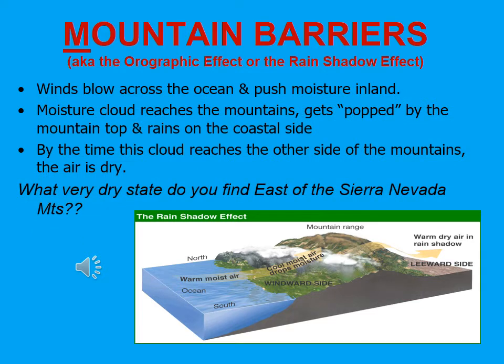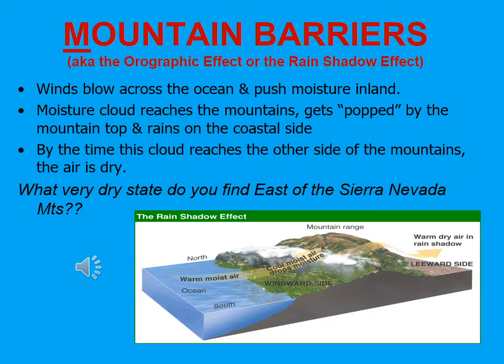Okay, so mountain barriers. That was for mountain barrier, also known as the orographic effect or the rain shadow effect. This is a very major influence on climate. So once you look at the latitude of some place, then you look at the elevation and the continentality, and you've got to look at the mountain barriers.